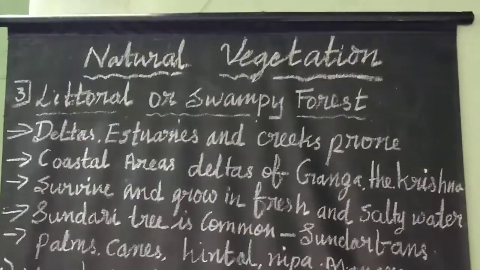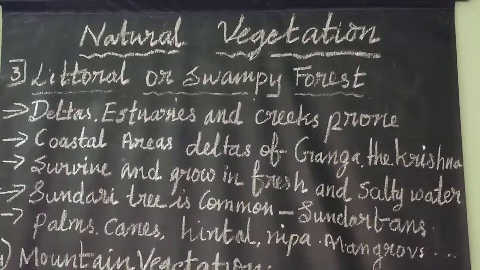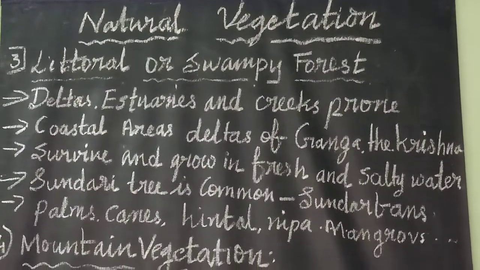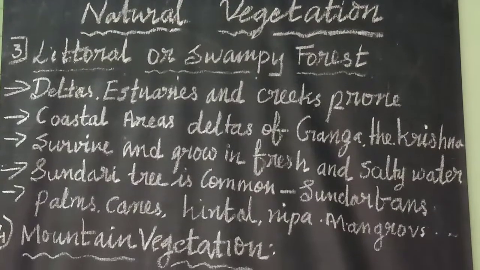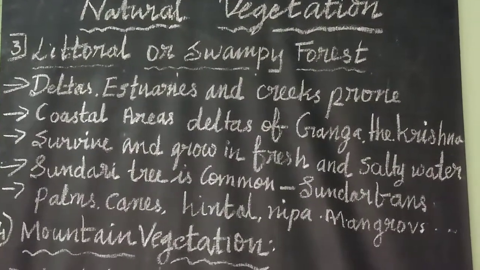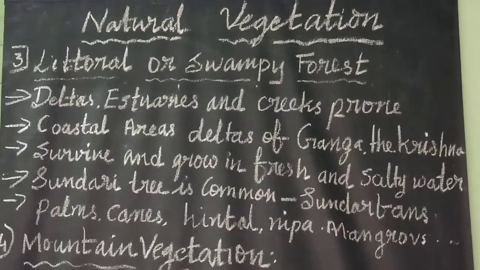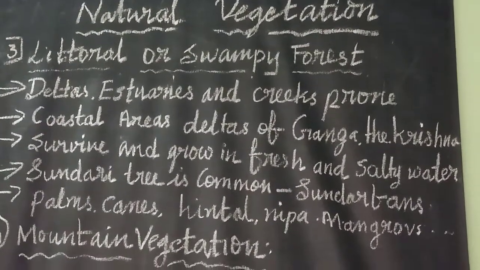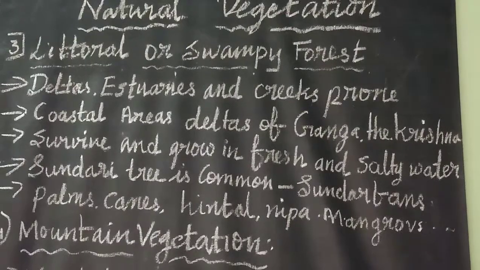That's why these littoral forests are also called swampy forest, mangrove forest, or tidal forest. Four names are there: littoral forest, also known as swampy forest, tidal forest, or mangrove forest.